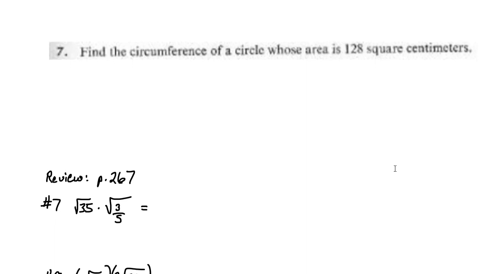Number 7, find the circumference of a circle whose area is 128 square centimeters. To do this question, we need to know the formula from geometry class for circumference of a circle. Pi times the diameter, or another version of this is circumference equals 2 times the radius times pi. What we're given to work with is the area of the circle, so we're also going to need the area formula. Area equals pi r squared. Let's substitute 128 in place of area.